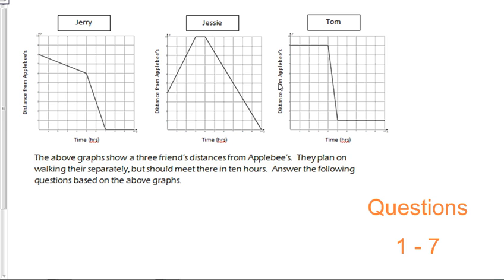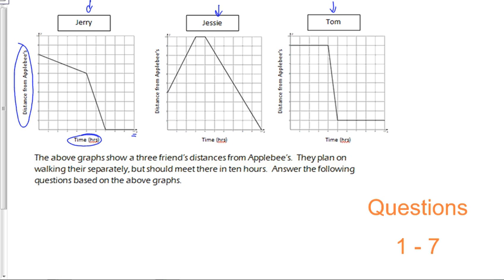So you need to know what's on each axis. Notice time in hours. Each line marks an hour, all the way to 10 hours here. And then this is distance from Applebee's. Again, going from 0 to 10, each line is a mile. This is Jerry's graph, this is Jesse's graph, and this is Tom's graph. And then we can notice some things about them.